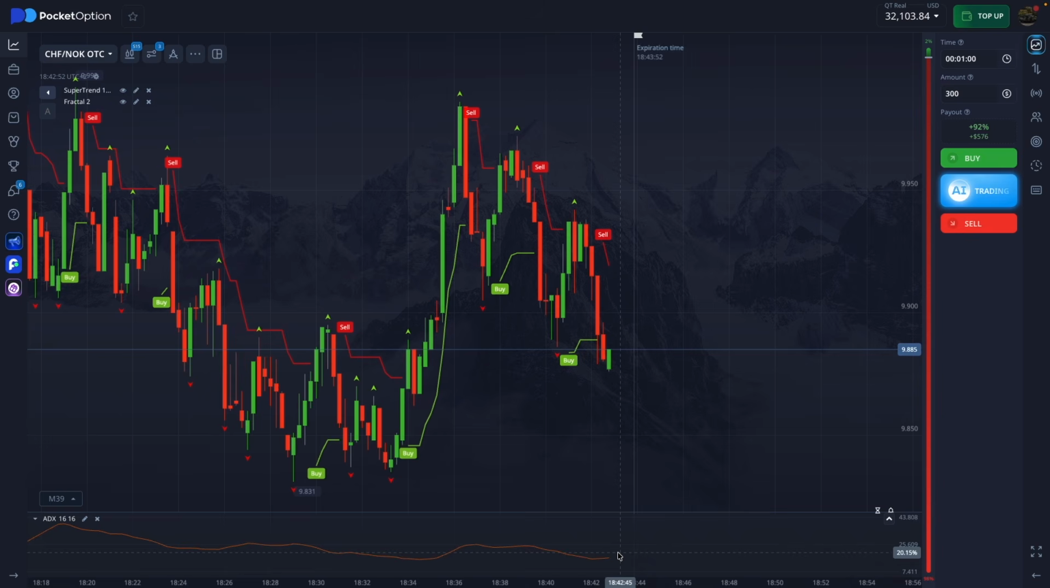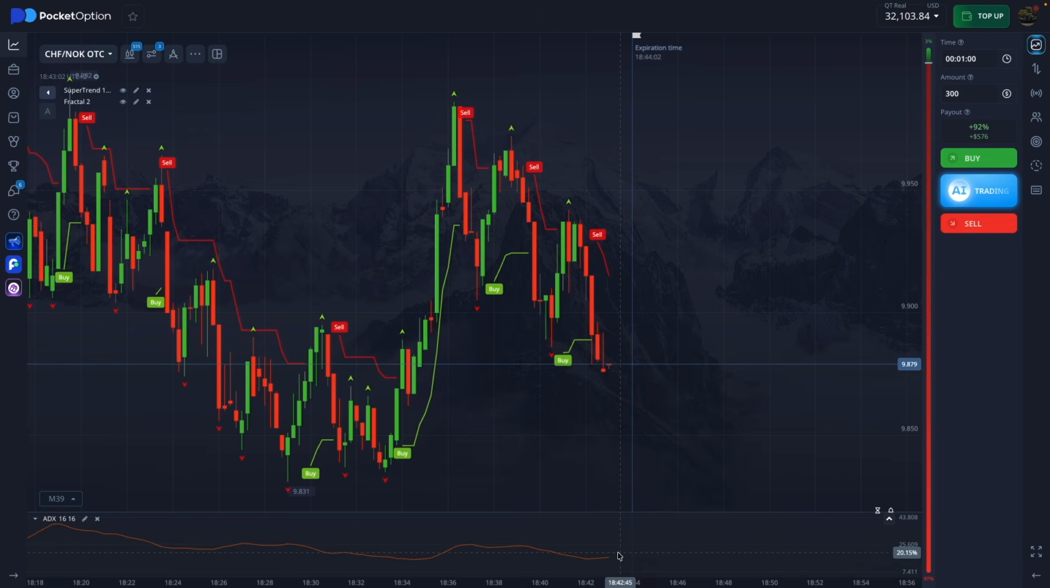In such situations, I try to avoid entering trades because it's important to me that the current movement at least maintains its strength. That's why I enter trades not only when the ADX indicator value is above 20, but also when the ADX indicator line is either pointing upwards or is plateauing. And if these 2 conditions are met, then I proceed to look at what is happening on the chart.